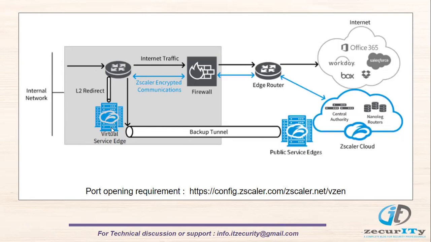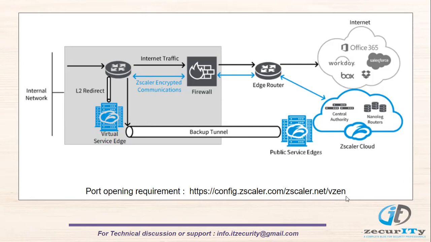The internal network will route the traffic to the virtual service edges. It may be PAC file configuration, or you can create a GRE tunnel, and you can forward the traffic to the virtual service edges. In your corporate, there is only one virtual service edge. In order to maintain redundancy, there is a backup tunnel from the edge router to the public service edges.